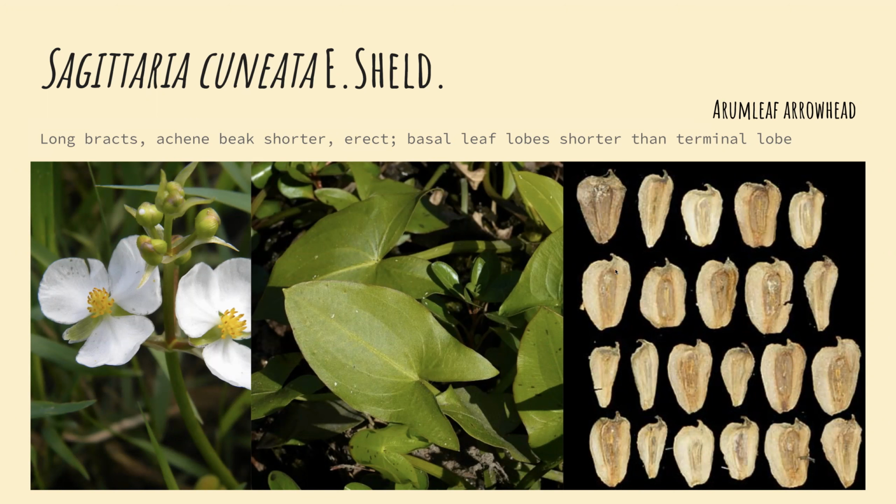The achenes have beaks that are a little bit more towards the tip and shorter than in the previous species. And a feature that's shared with the previous species is this long bract again in the inflorescence. So two species that are pretty similar to each other with some features to tell them apart.